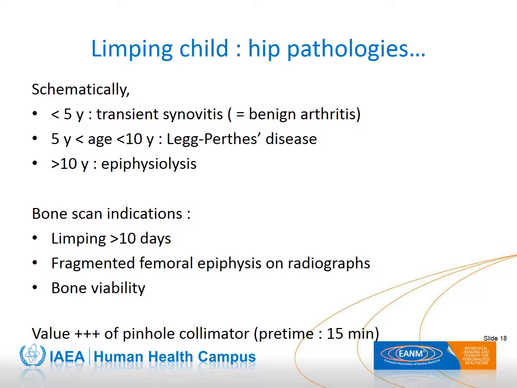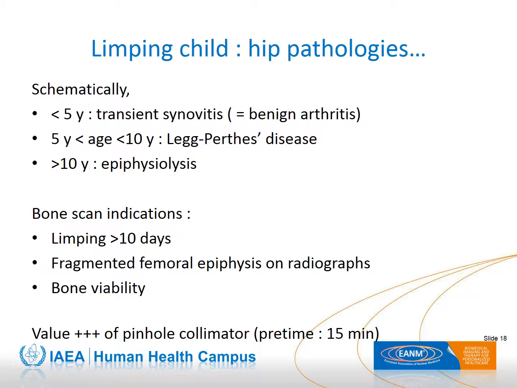Limping in a child may also be due to a hip problem. Transient synovitis is the most frequent cause of limping before the age of 5 years, while Legg-Perthes disease is more frequent in older children. Epiphysiolysis may occur after 10 years of age, especially in boys.